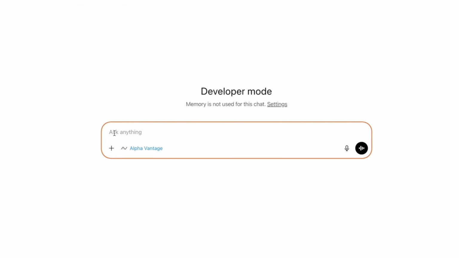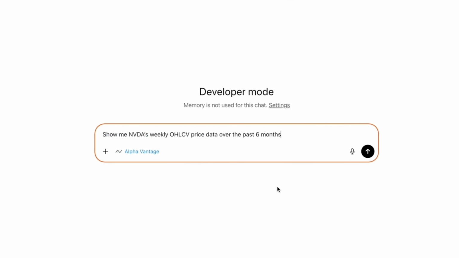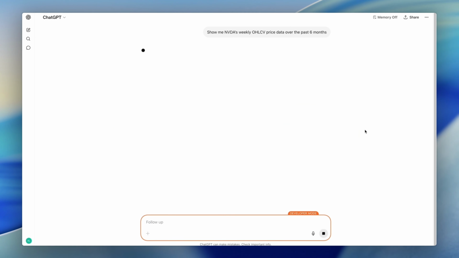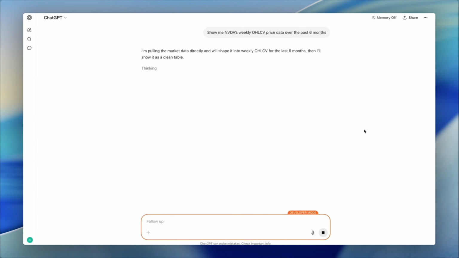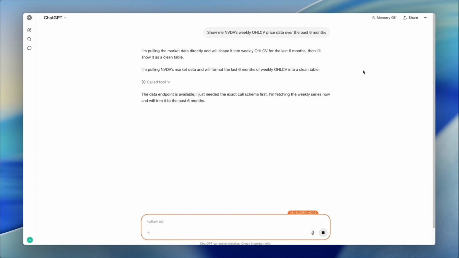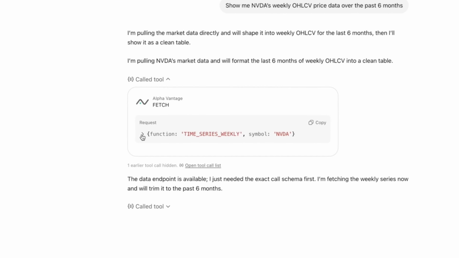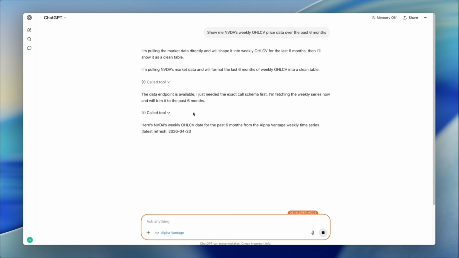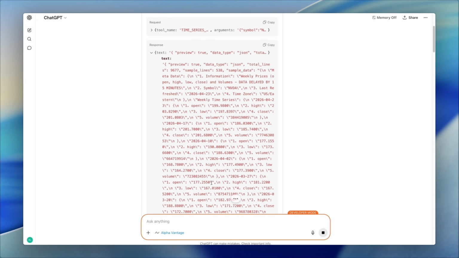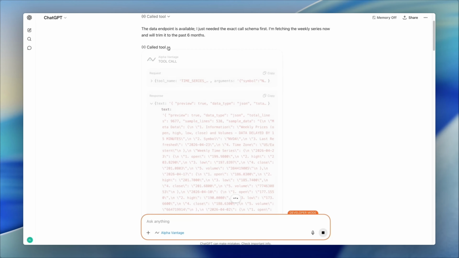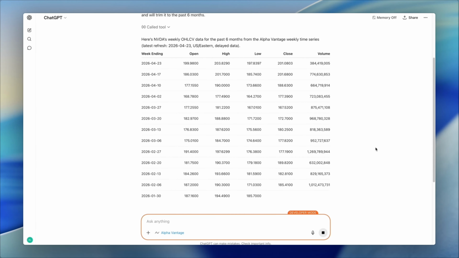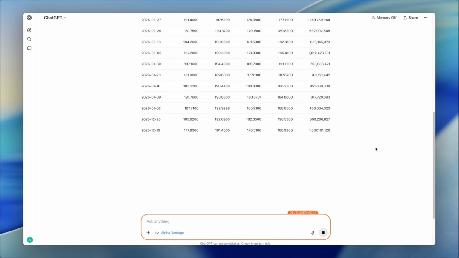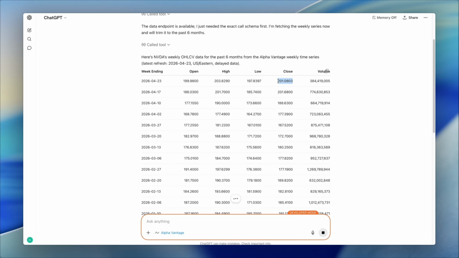Let's start simple and pull some price data for NVIDIA over the past 6 months. As you can see, ChatGPT will fetch the proper tool and then call it. Once ChatGPT has gathered the data, it will incorporate it into its response. It looks like NVIDIA has been performing fairly well over the past few months.